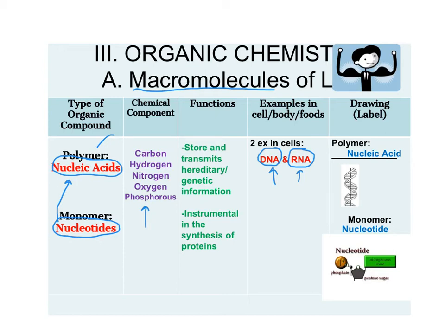Now, what's the job? What's the role that DNA and RNA, these nucleic acids, do in your body? Well, they store and transmit your hereditary or genetic information. So, obviously, you get your DNA from both of your parents, from your mom and dad. They passed on their genetic or hereditary information to you. So if your mom has brown hair and your dad has brown hair and you have brown hair, well, that's not just luck. That's because they passed on their genetic information to you.